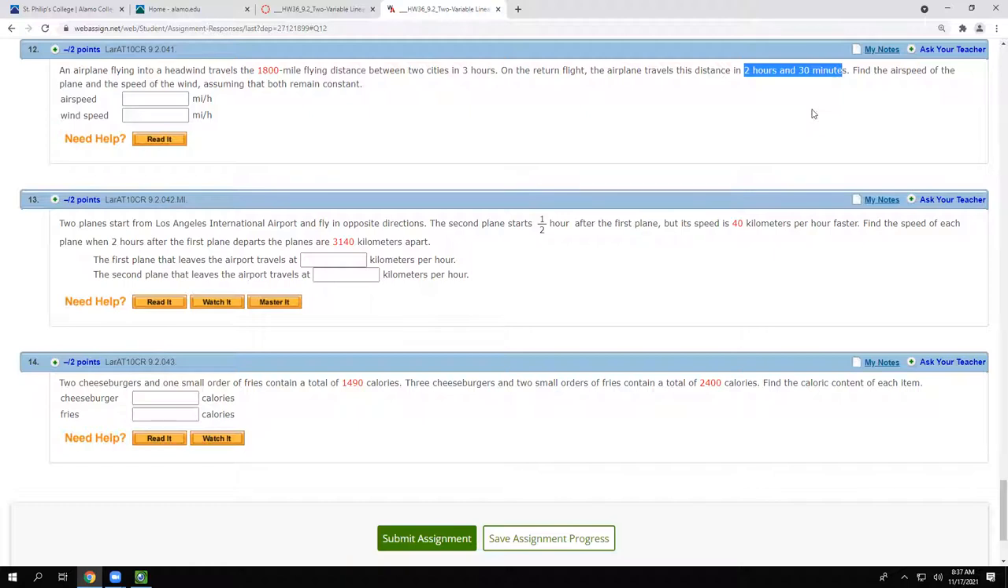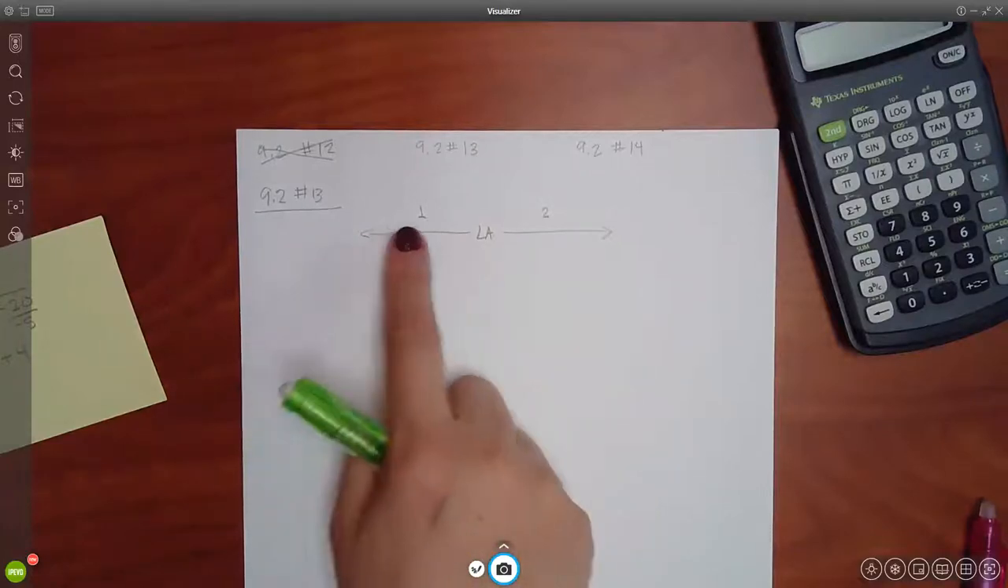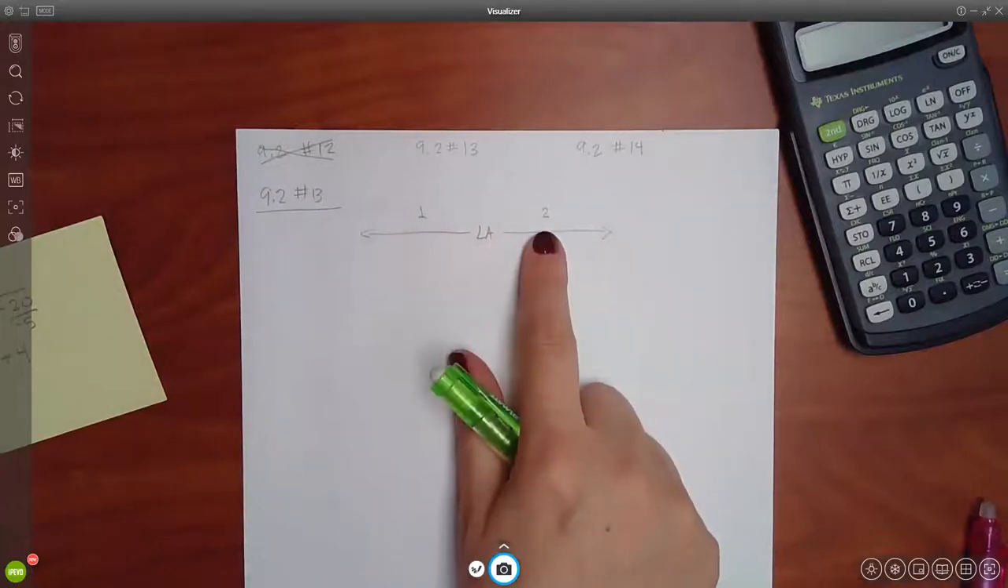But I do want to do number 13 because that one is completely different. So this one says two planes start from Los Angeles International Airport and fly in opposite directions. So you've got one going in one direction and one going in the other direction. The second plane starts 1/2 hour after the first plane. I don't know which one's which. I'm going to just say one and two. I'll show you what I'm writing down. I just put LA in the middle and I drew one plane going in one direction and one plane going in the other direction, right? This is just a visual for me. Then I labeled the one going this way plane one and the one going that way plane two.